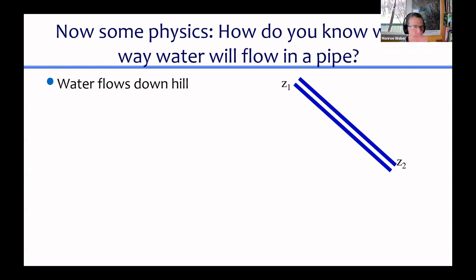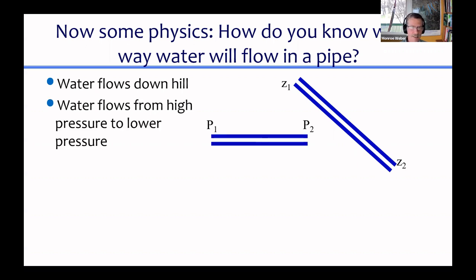So here are two hypotheses that you, I'm sure, have heard. Water flows downhill, so it goes from higher elevation to lower elevation. Or you might have heard that water flows from high pressure to low pressure. Yes? You've heard one of those or both of those? Huh. Well, I'm going to prove that they're wrong.